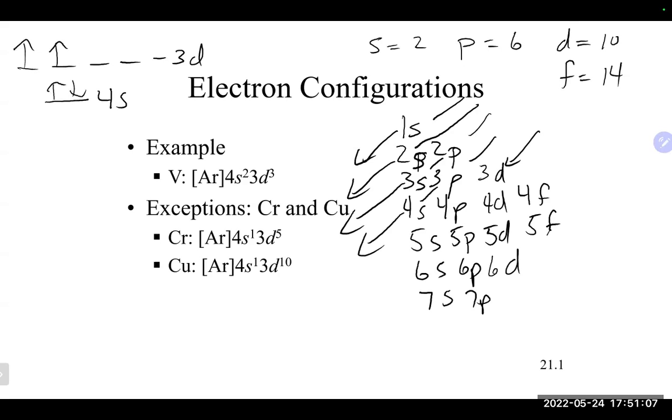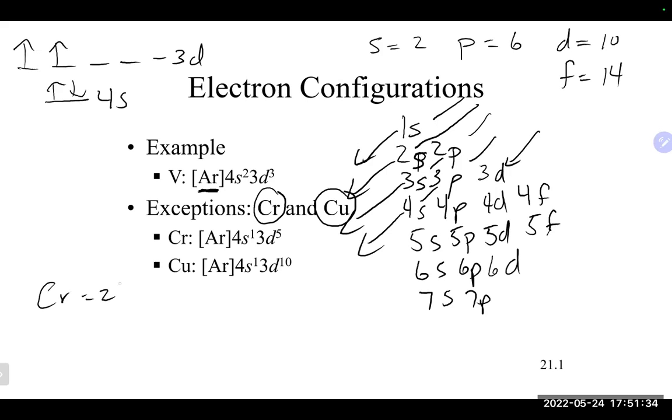So if we look at something like V, which is 23, argon, which is the noble gas configuration, is the electron configuration for argon, continuing on 4s2 and 3d3. There are some exceptions that you might be familiar with. Two very common ones most people are taught are chromium and copper. They are the exceptions to the normal electron configuration.